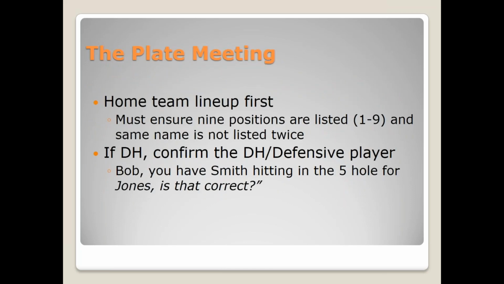So the first time that we're going to deal with a lineup card is at the plate meeting, obviously. When you receive the lineup card, you need to make sure that there are names and numbers in all 9 slots, or 10 if they're using a DH. Also make sure they don't list the same number or the same name twice. It's not uncommon to have brothers playing, so you have 2 guys with the same last name. If that's the case, make sure that you at least have a first initial that goes with it.